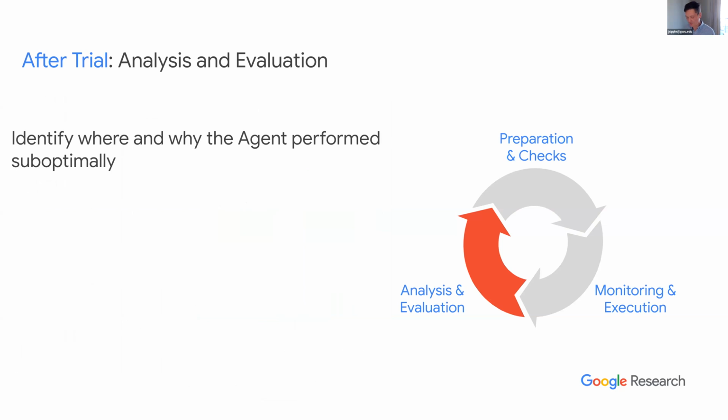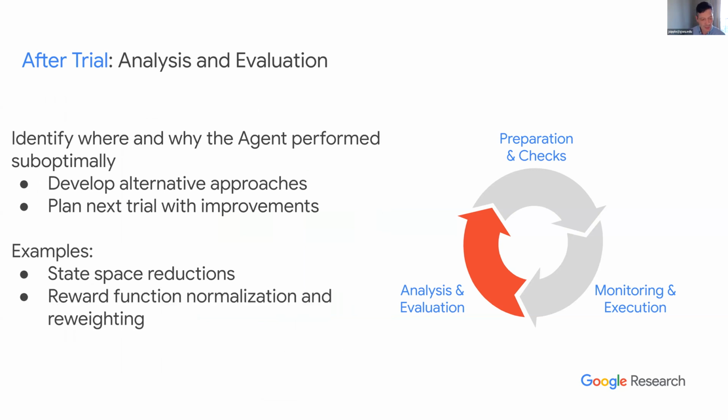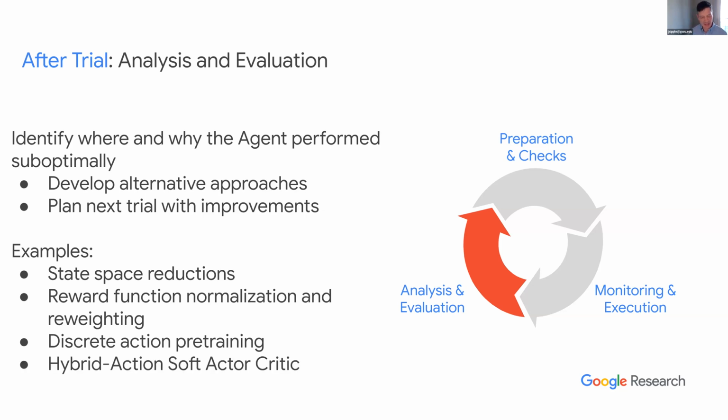And then, as the follow-on actions, we define where the agent performed suboptimally, and we develop alternative approaches and then plan for the next cycle, for the next version. A couple of examples of improvements from the past trials are state space reductions, essentially using histogramming, taking a vector of 1,200 features and reducing it down to about 200 features, which made a significant improvement. We also did some tuning with regard to the reward function. Discrete action pre-training was another thing, learning from the baseline control and specifically applying it to the discrete action, which is the on and off for each of the devices, and then the design and implementation of the hybrid action soft actor critic that can do both soft, continuous as well as discrete actions.